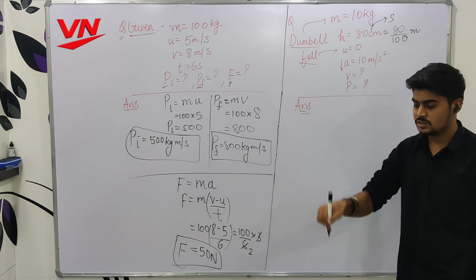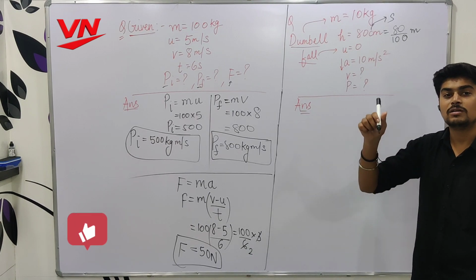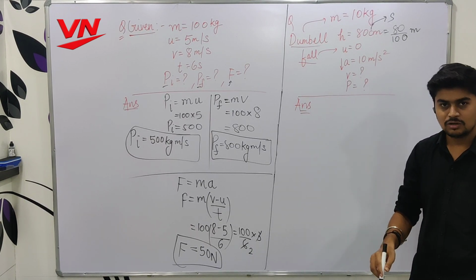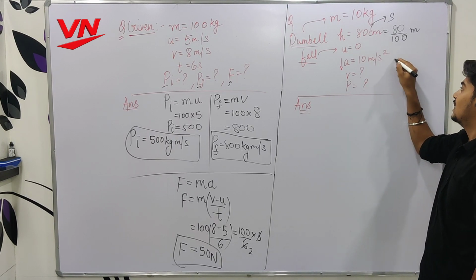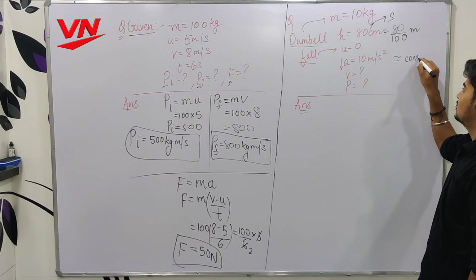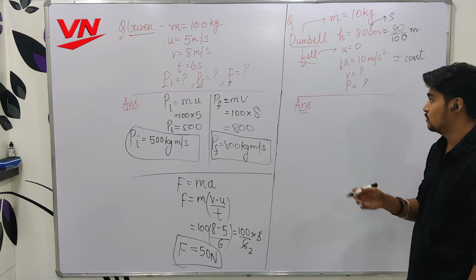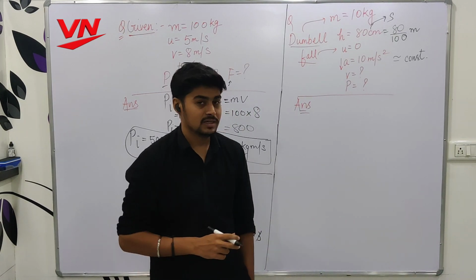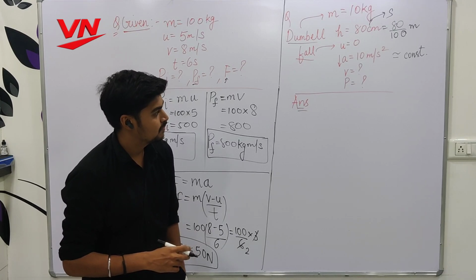As you can see, when it falls downwards, its acceleration is 10 meter per second square. Also the velocity, or you can say the motion, is also downward. Acceleration is also downward. Acceleration due to gravity 10 meter per second square, and we take it as constant. So whenever there is constant acceleration, we can use equations of motion. We have to calculate the final velocity and the momentum. From the question, as it says the acceleration is constant, I can go on with the equation of motion.